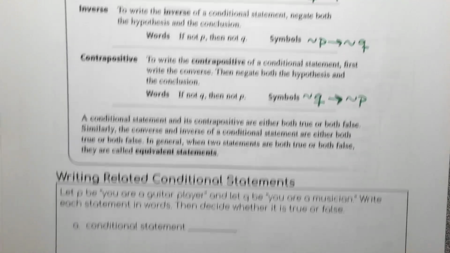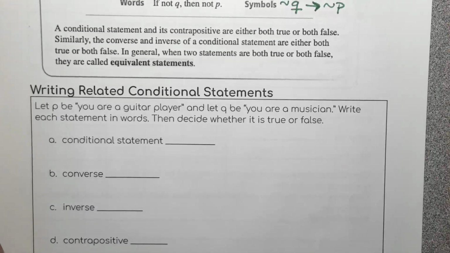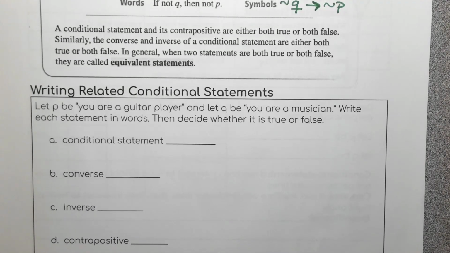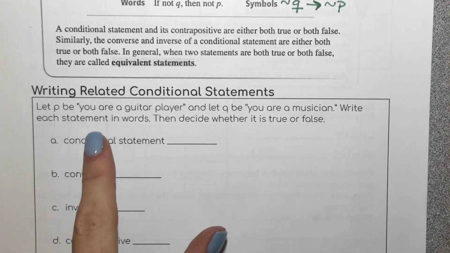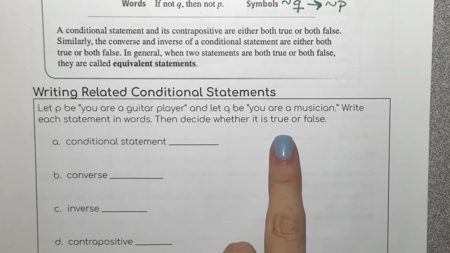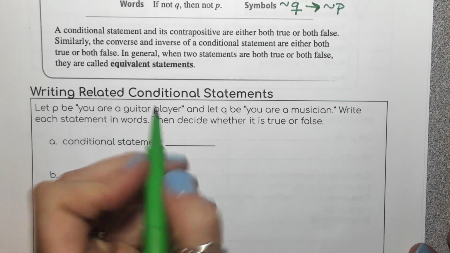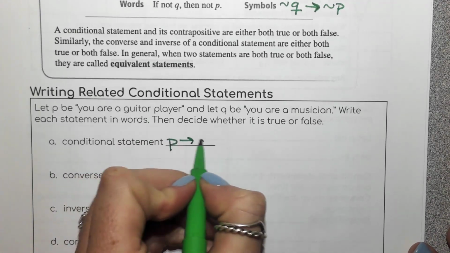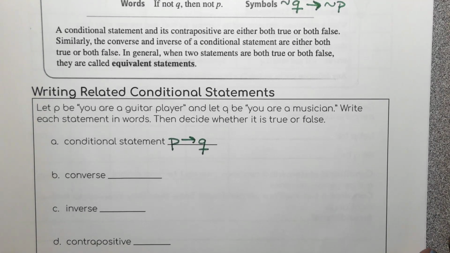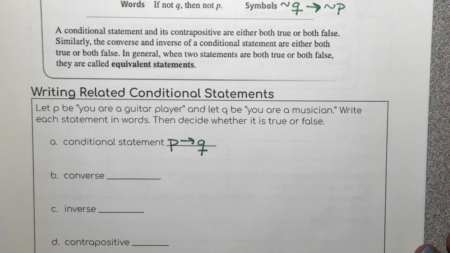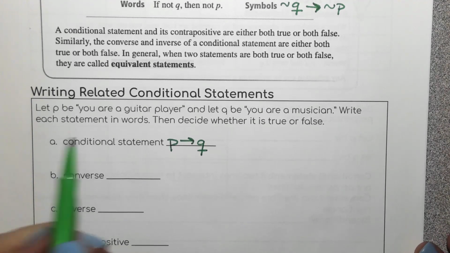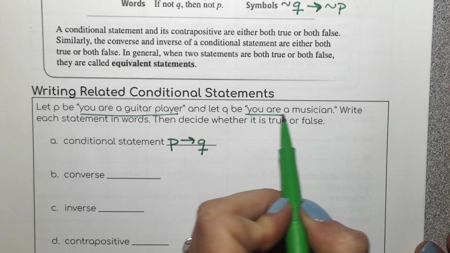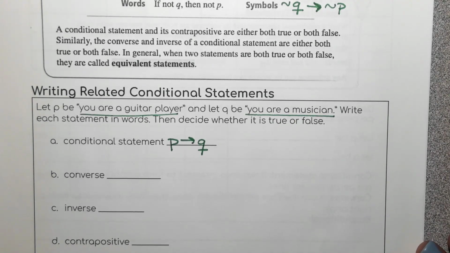All right, here we go. It says, let P be you are a guitar player, and let Q be you are a musician. So we know P, we know Q. Write each statement in words and then decide if it's true or false. So the conditional statement, that's our original if P, then Q. That's our P implies Q. What would that sentence look like? We're using this as P and this is Q. So what would the sentence read?